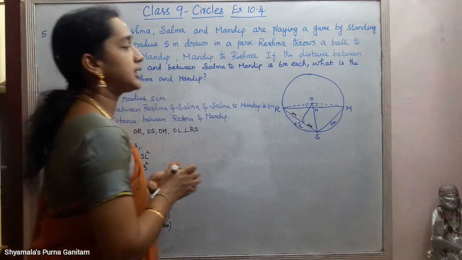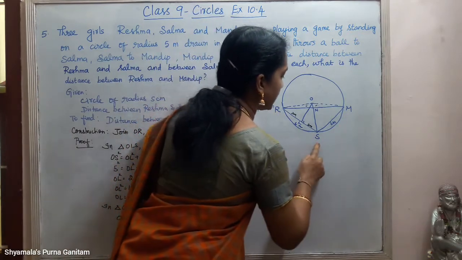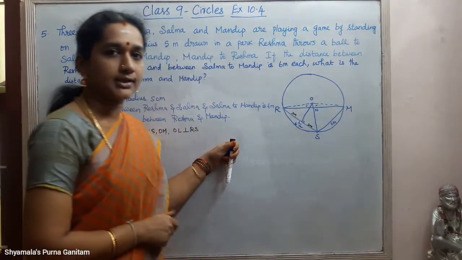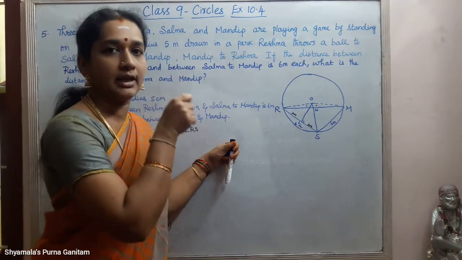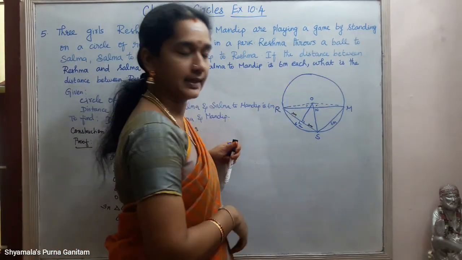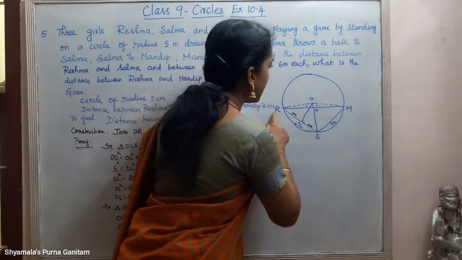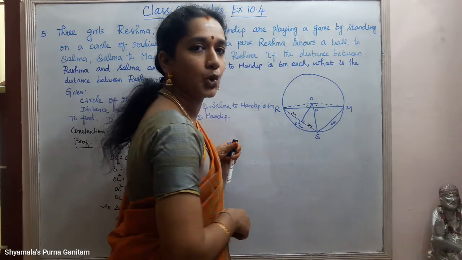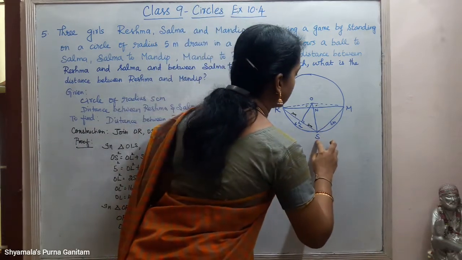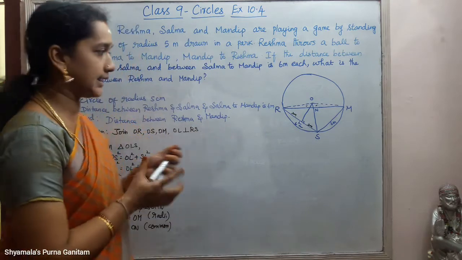Then for taking the angle, these two are the equal chords. RS and SM are the equal chords. We know that by the theorem that equal chords subtend equal angles at the center. So we will be getting two equal angles here, that is angle ROS is equal to angle SOM. So equal chords subtend equal angle at the center.